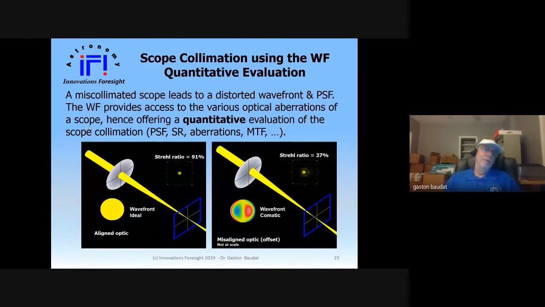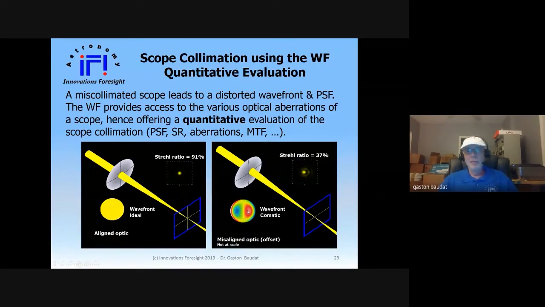So that's an example of a miscollimated scope, a very simple one. That will be a sample lens. If you take this one and you are on axis, you get, in this example, an almost perfect wavefront, and your Strehl ratio is 91%. You have a nice PSF, as you would expect, at the focal plane. My optic is aligned. Now, if I offset my lens versus the optical axis, which is common, especially if you have only one lens, which we never have. In fact, we have more than one for that reason, to make a better scope.